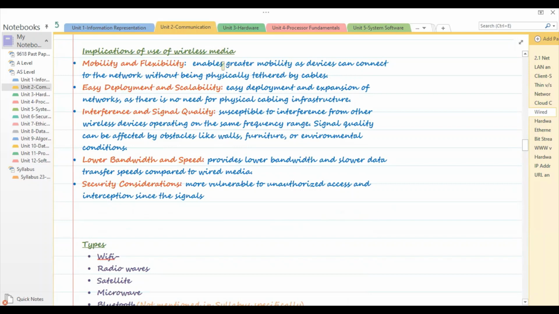Your devices become portable, because you don't have to have any physical connection. So it enables greater mobility as devices can connect to the network without being physically tethered by cables. Easy deployment and scalability, right? You can add on devices, you can expand it as per your convenience.